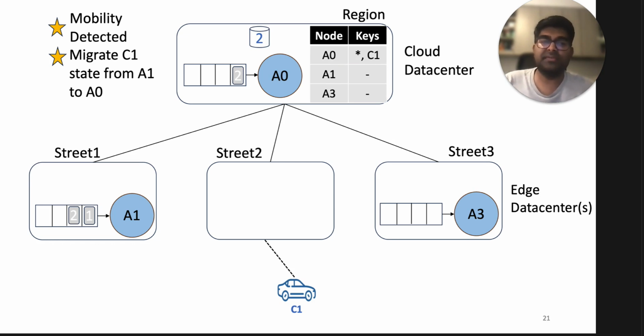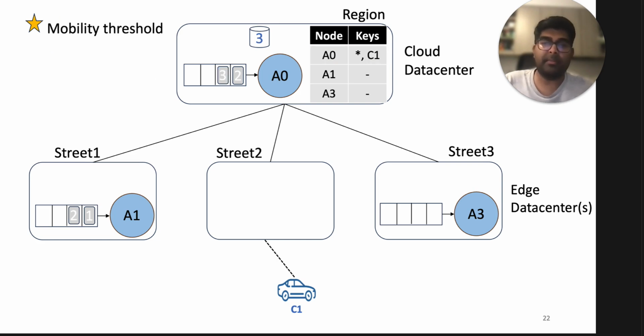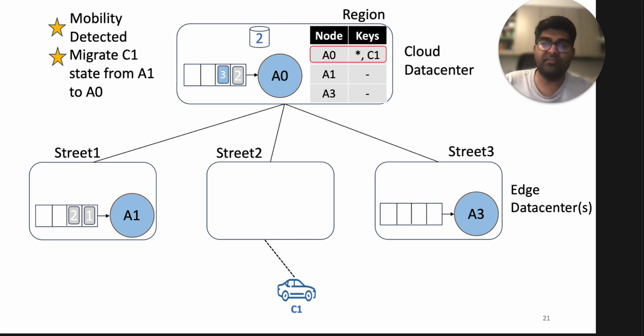After the migration of C1 from A1 to A0 is complete, tuples produced by the car, such as tuple 3, can be processed at the cloud at A0. The node key mapping has also now been updated to reflect the change in assignment.